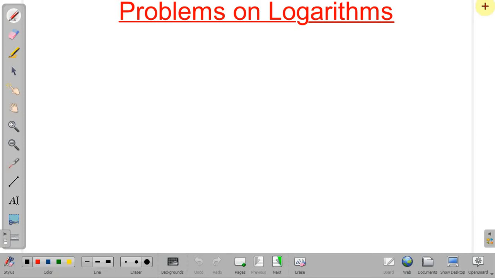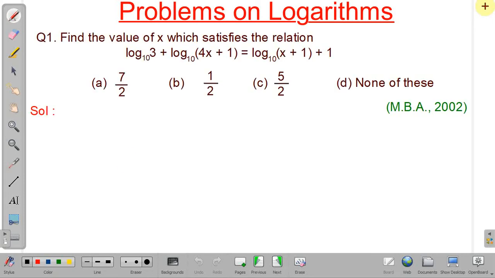In this lecture, we will discuss some important problems on the topic logarithms. So we will discuss one by one. Let's start. See, in this first question, we have to find the value of x which satisfies the given relation. So using properties of logarithm, we have to find the value of x.